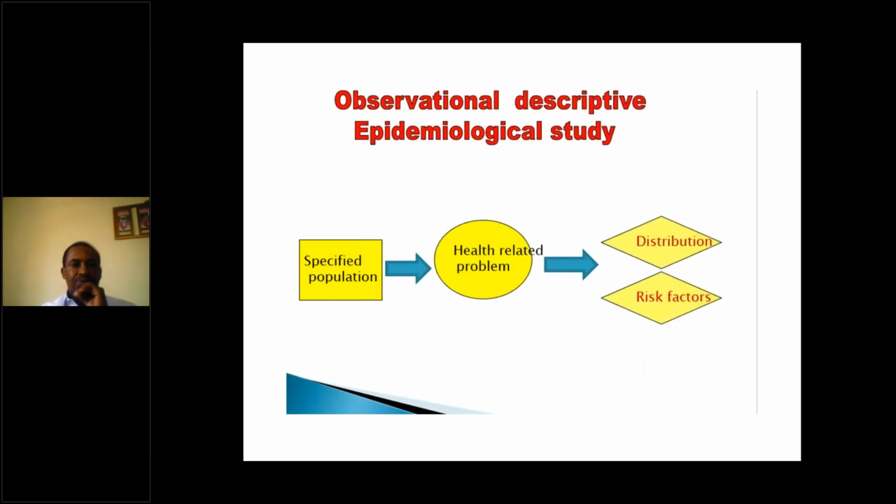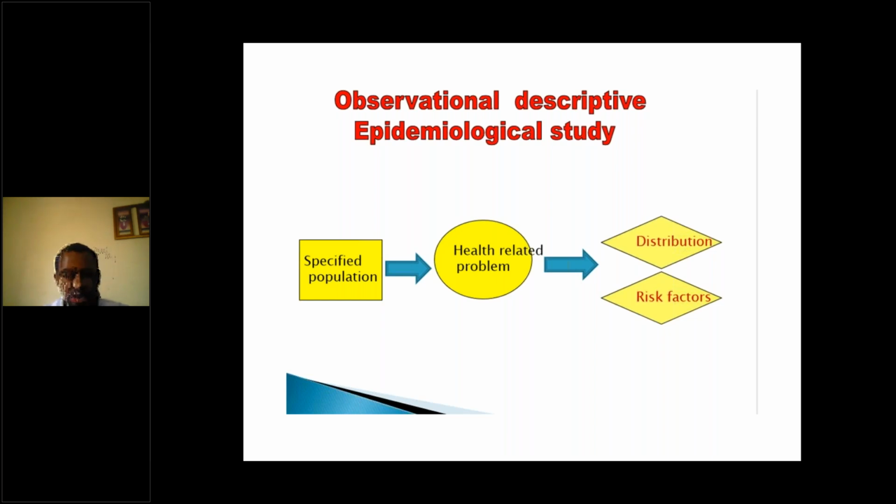Right now, when you want to do an observational descriptive epidemiology study, the things you need to take into cognizance are: the specified population of the people, the health-related problem of these people, the distribution, and the risk factor. So now we want to do an observational descriptive epidemiology study of this village.